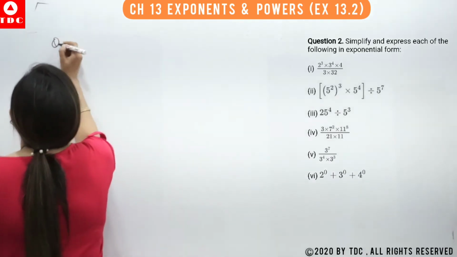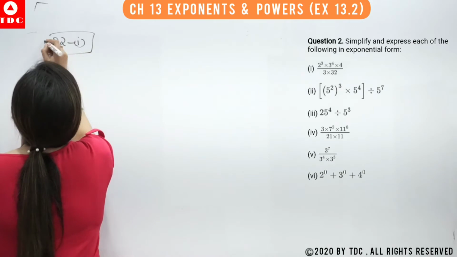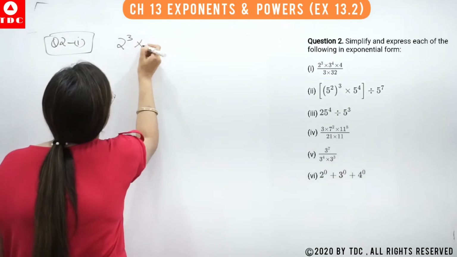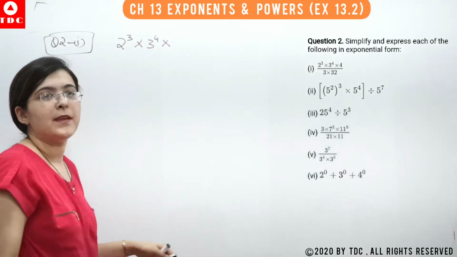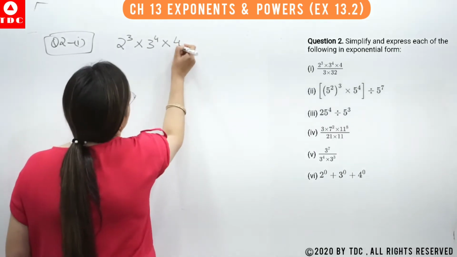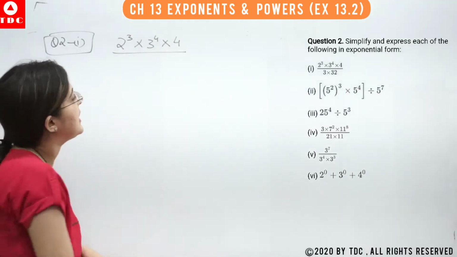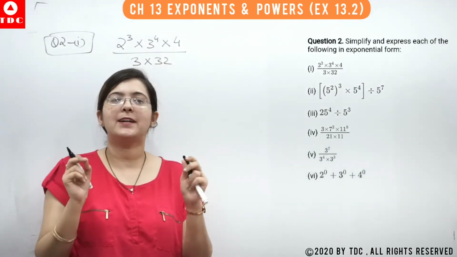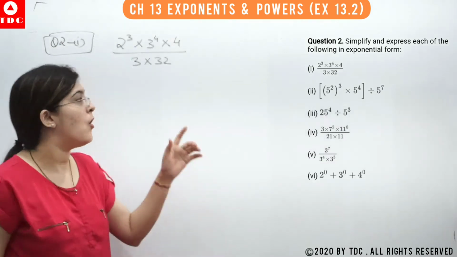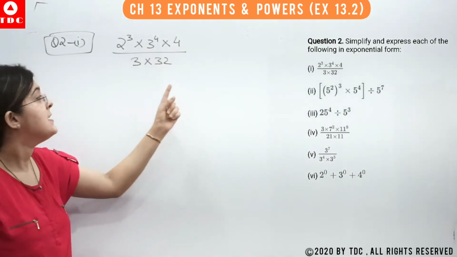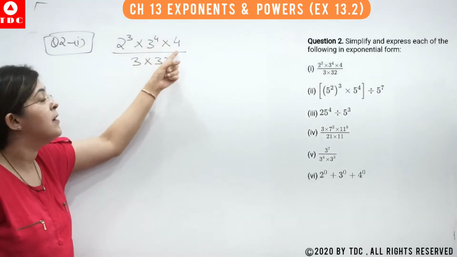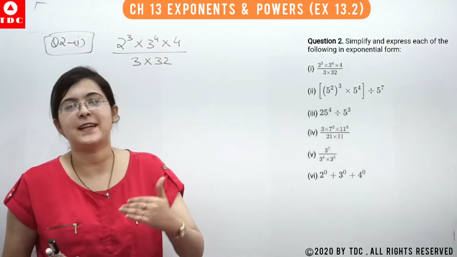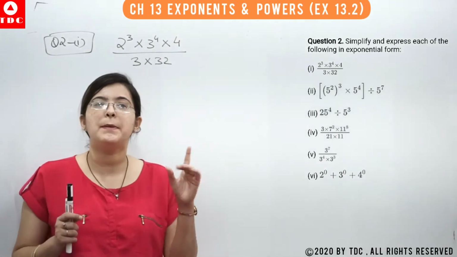See the first part. Question 2, first part. What is given? 2 to the power 3 into 3 to the power 4, into 4 upon 3 into 3 to the power 32. So in such questions, students, first you need to check whether all the bases are prime numbers. See, 2 is a prime number, 3 is a prime number, 4 is not a prime number. So we will convert it into a prime number by factorizing it. Okay, remember this. What will be our first step?